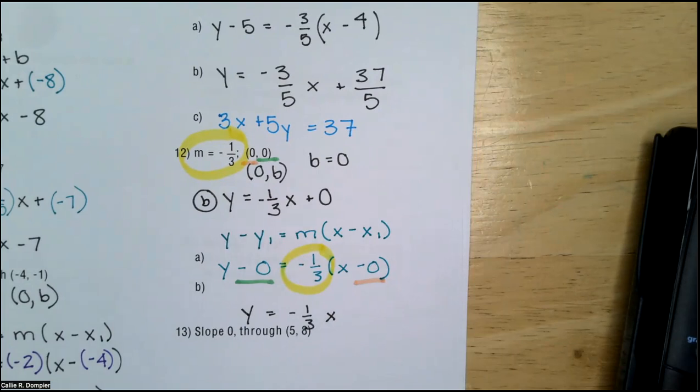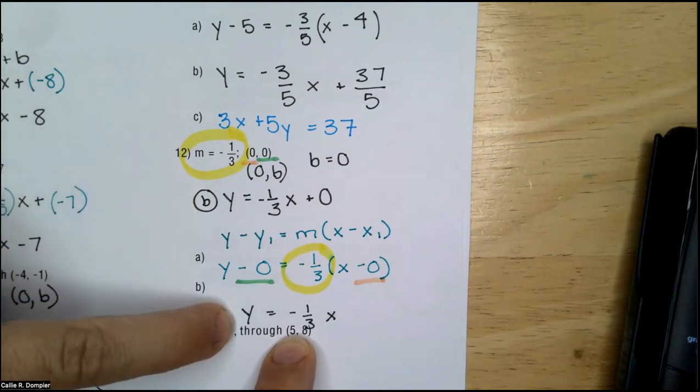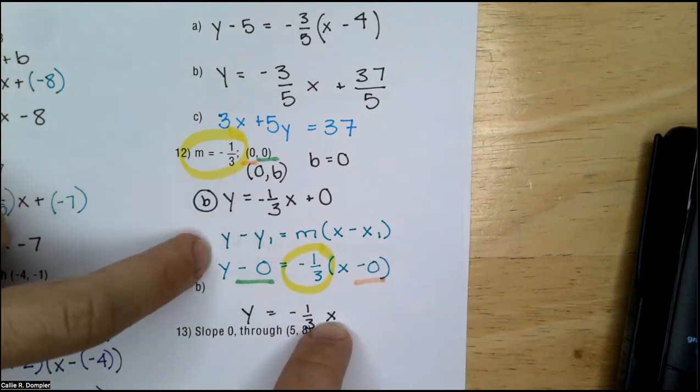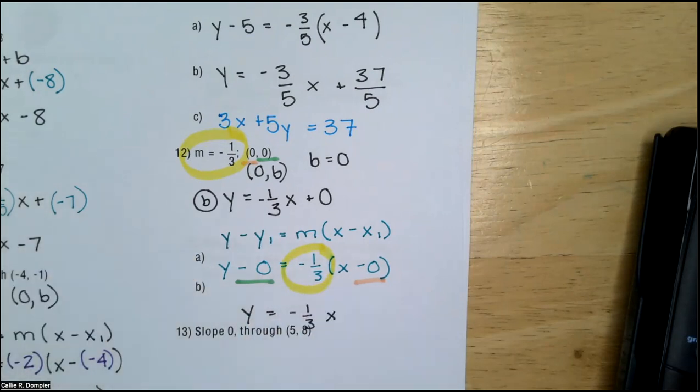And it turns out that those are the same graph, right? Y equals negative 1/3 x plus 0 is going to be the same as y equals negative 1/3 x, which is going to be the same as y minus 0 equals negative 1/3 times the quantity x minus 0, right? Because negative 1/3 times negative 0 is just going to remain 0.